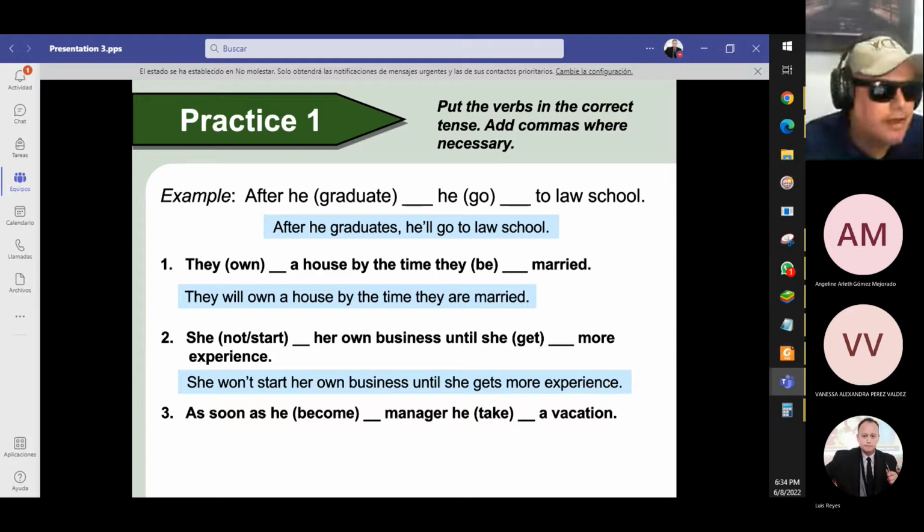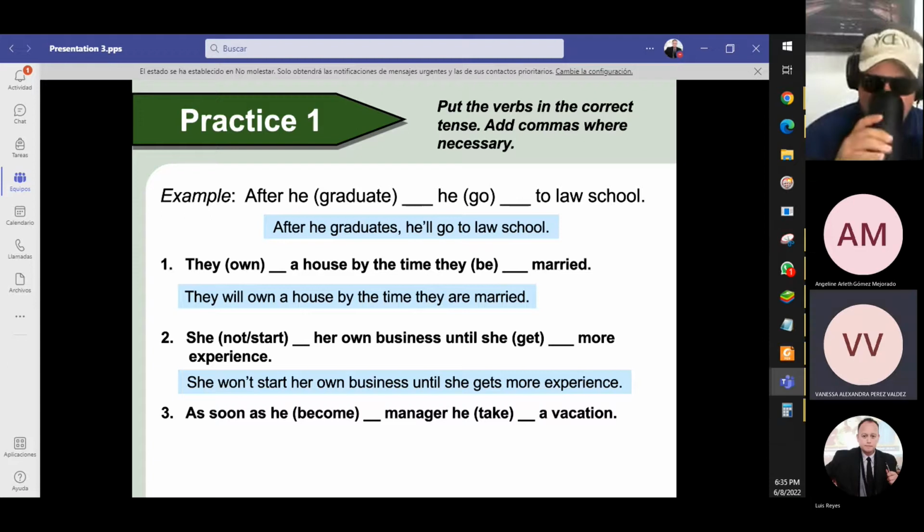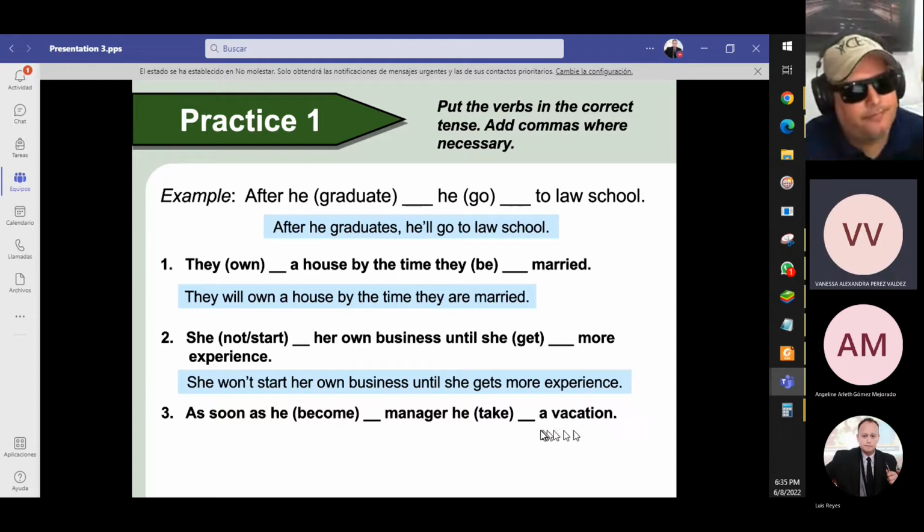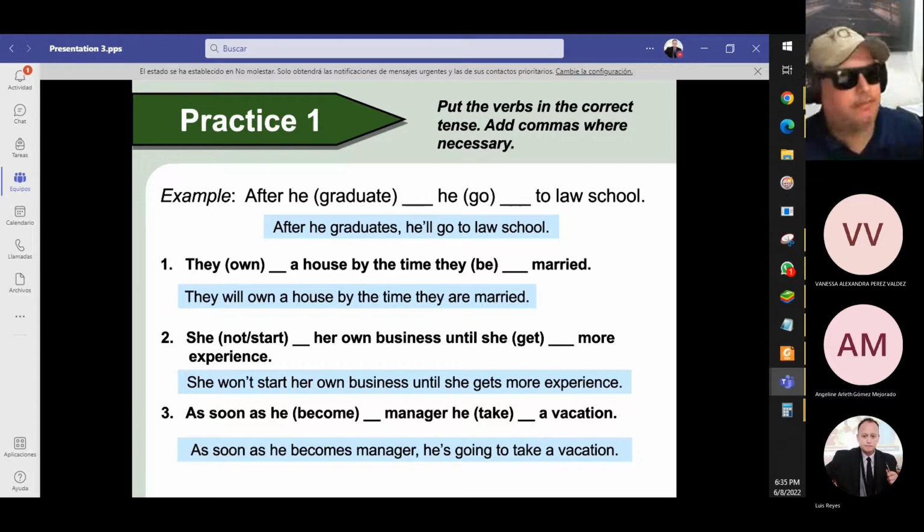A ver, una vez más, Angeline, eso lo hizo Angeline. A ver, Miss Vanessa, number 3. As soon as he becomes. As soon as he become, ¿y cómo lo vas a conjugar el become? ¿Plural o singular? Pues plural, con ese. As soon as he becomes manager, ¿qué va a hacer? He will take a vacation. As soon as he becomes a manager.